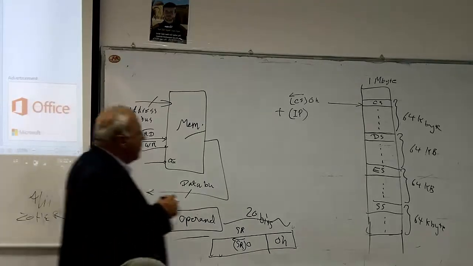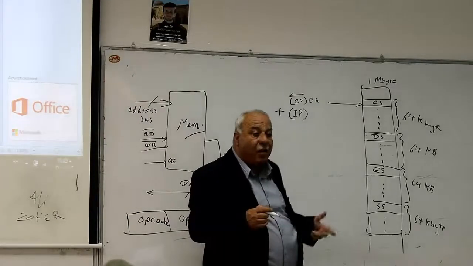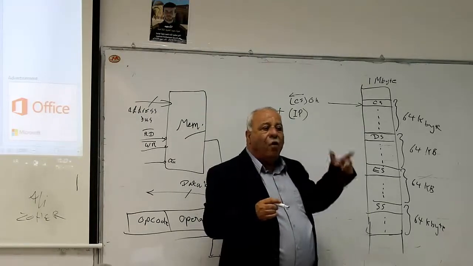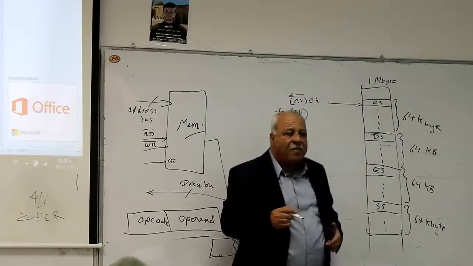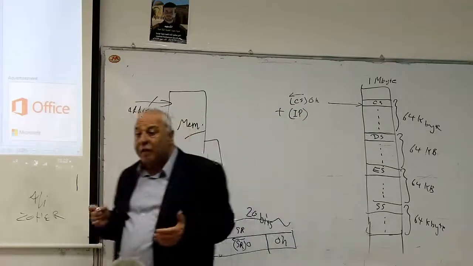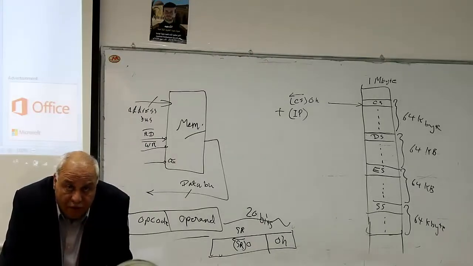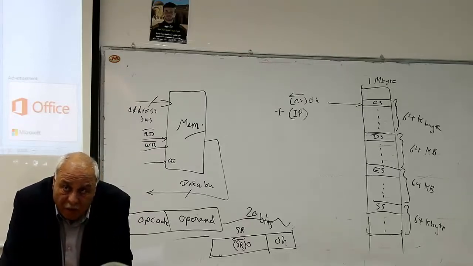When we have the code segment shifted to the left by 1 hex digit, plus the IP: if the IP is 0, it points to the beginning of the segment. The more you increase the IP, it becomes 1, 2, 3, 4, because the segment is 64 kilobytes. This is how you move inside the segment. The official job of the instruction pointer is to point to the next instruction in the program.